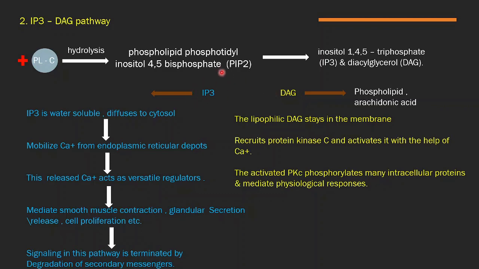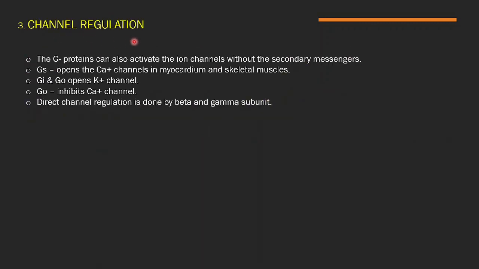After IP3 is terminated, it will produce inositol again. And this inositol will again be reuptaken for the formation of PIP2. And after DAG is terminated, its metabolites are phospholipids and arachidonic acid. This was about the IP3-DAG pathway. The last is the channel regulation.